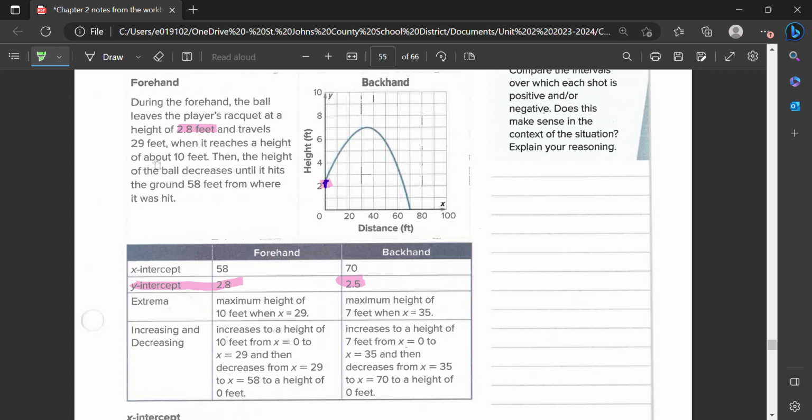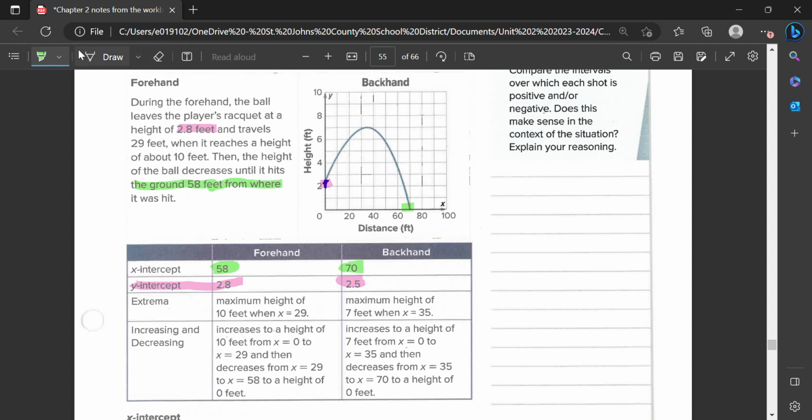The rocket is at a height of 2.8 feet and travels 29 feet, when it reaches a height of about 10 feet. Then the height of the ball decreases until it hits the ground at 58 feet from where it was hit. So that's going to be our X-intercept. Whenever it hits the ground, that's our X-intercept. So right here is our X-intercept. It's right on that 70 mark. So that's how we got that.